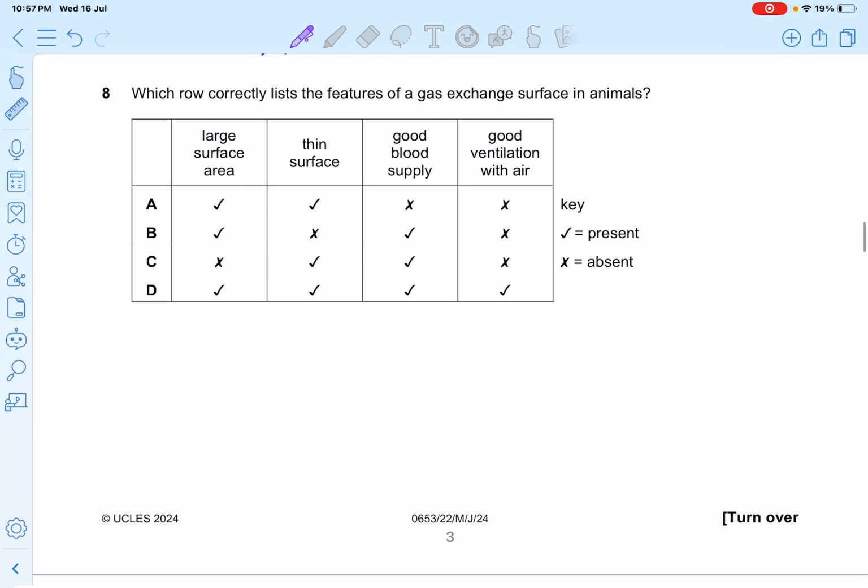Which row correctly lists the features of a gas exchange surface in animals? The presence of a large surface area. Yes, we need it to be a large surface area for maximum diffusion. Thin surface. Yes, for quick diffusion. Good blood supply. Also yes. And then good ventilation with air. So we need the choice where all of them are ticked. So the correct answer is D.